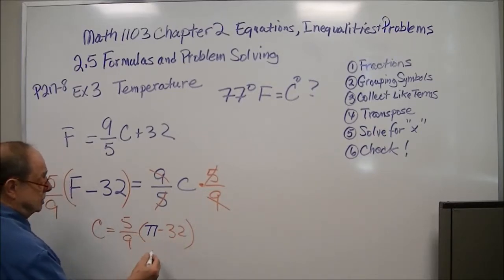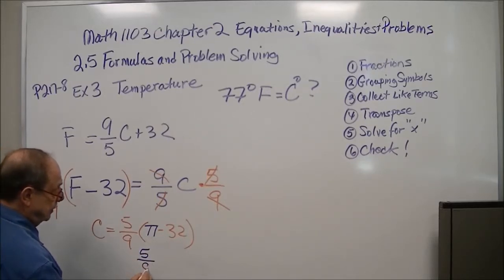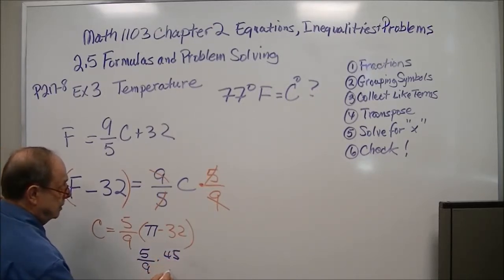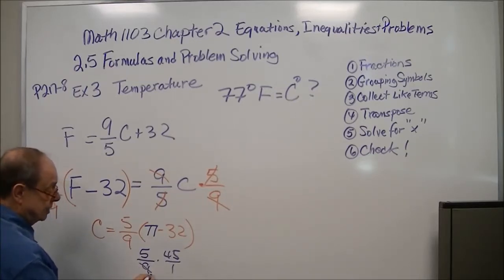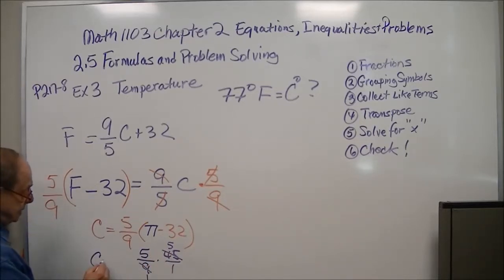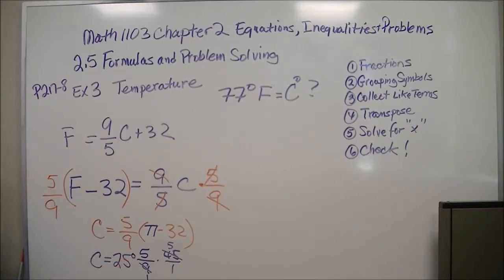And do that subtraction. That's going to be 45. Remember, that's over 1. And a real nice thing happens here. 9 goes into there once. 9 goes into there 5 times. So we then have C equals 25. So 25 degrees Celsius is equivalent to 77 degrees Fahrenheit.